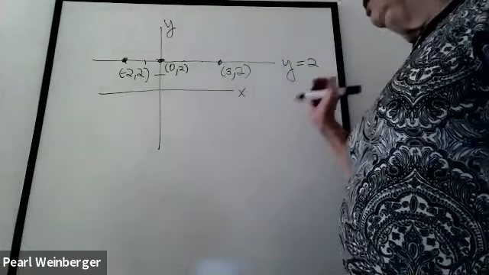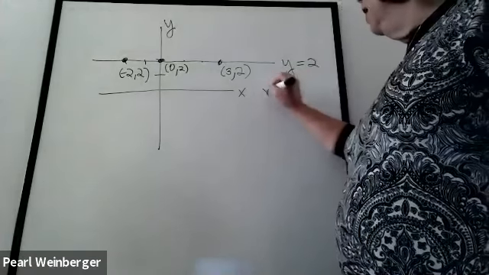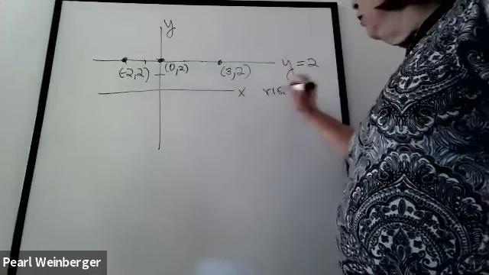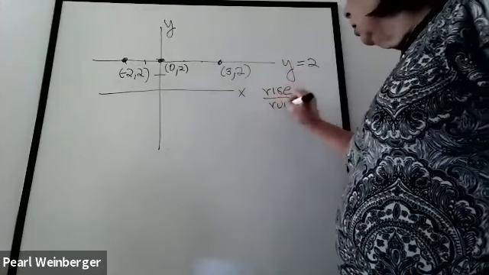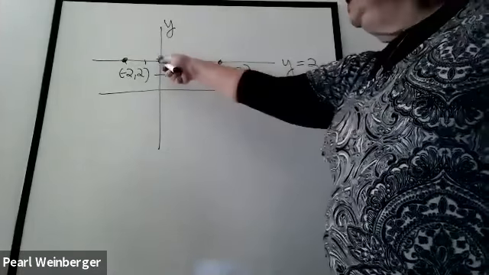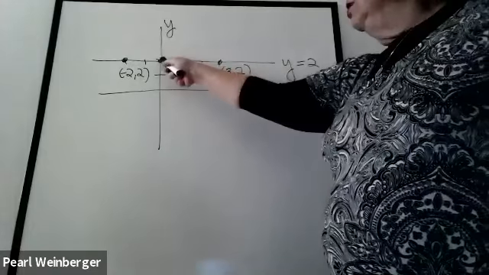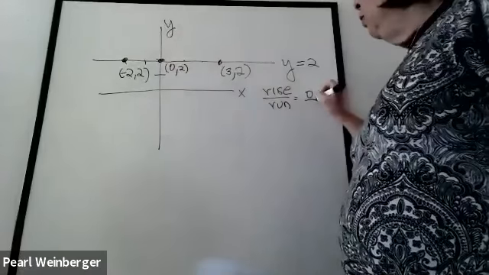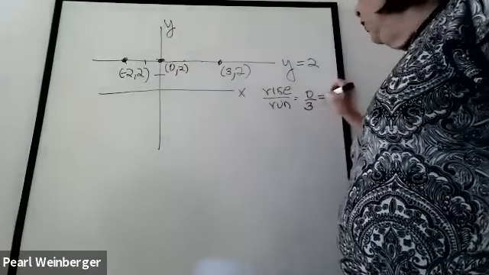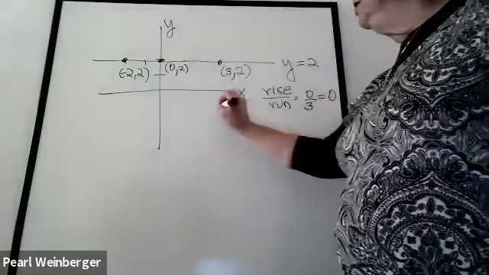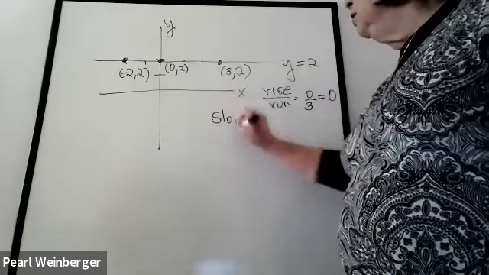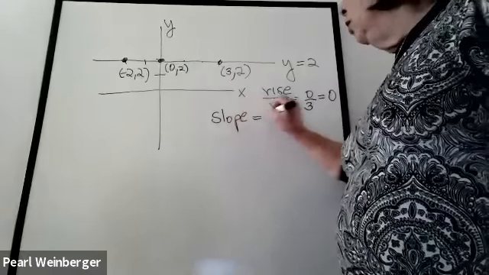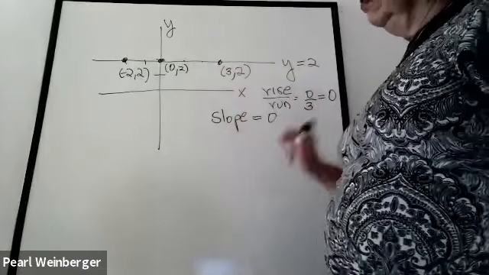And if you ask what is the slope, if you think about what is rise over run, well, let's say I go from here to here. Am I rising at all? I'm rising 0. I'm running 3. Well, 0 over anything is 0. The slope of a horizontal line is always equal to 0.